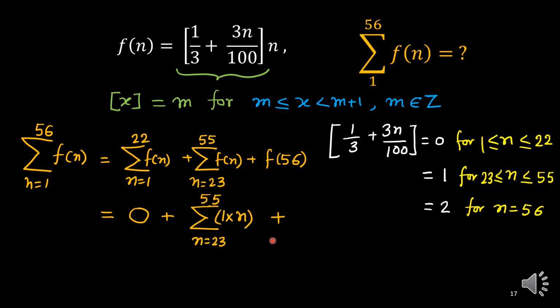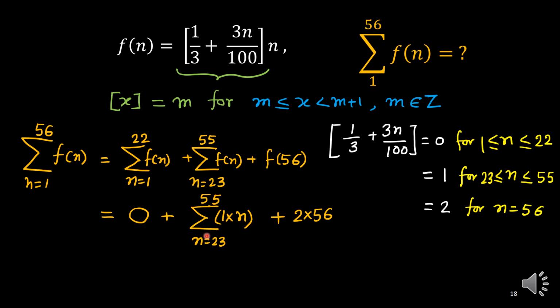So this one. Then we need to add from 23 to 55. And last one we can calculate for 56. Now for n equal 56, this value is 2. So this is 2 times n. This means here n is 56. So 2 times 56. So just we need to calculate this one.